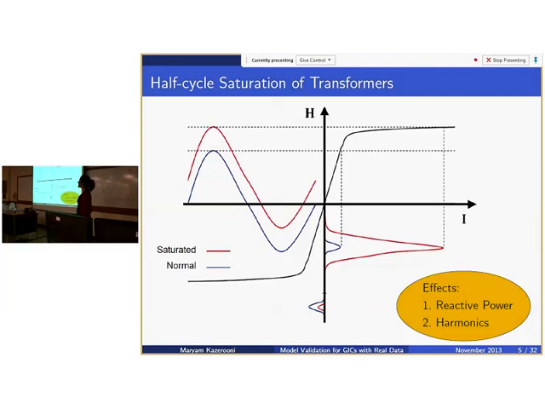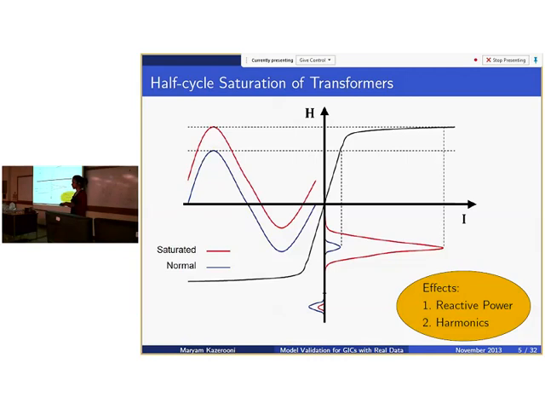Yeah. So GICs have negative impact on the power system. The most significant impact is the half-cycle saturation of transformers. This figure shows the magnetization curve for a transformer. The x-axis is the magnetization current, and the y-axis is the magnetic field intensity. Now, under normal operation, the magnetic flux has a sinusoidal curve like the blue line you see here. And for this magnetic flux, the magnetization current is this small blue line you see here. So at normal operation, the magnetization current has low values.